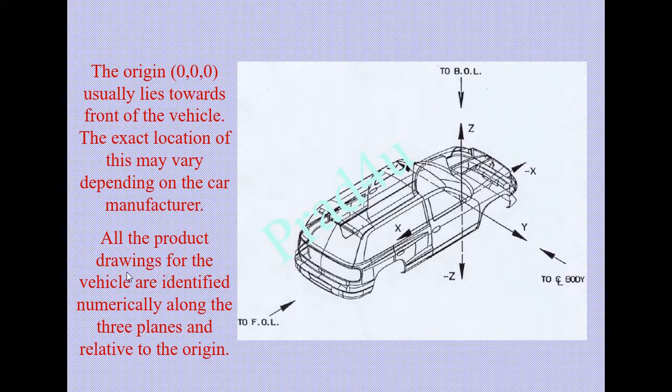All the product drawings for the vehicle are identified numerically along the three planes and relative to the origin. This is the basic need of a vehicle: everybody must know where the origin of that vehicle is, and in which coordinate our part is going to assemble.